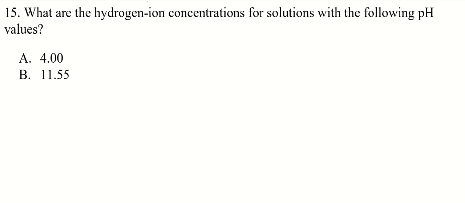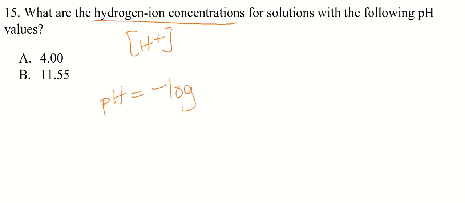We are looking for the hydrogen ion concentrations. All right, so that's what we're looking for. All right, and we're given pH. pH is equal to the negative, P means negative log. pH is the negative log of the H plus concentration. All right, so we want to isolate this here.